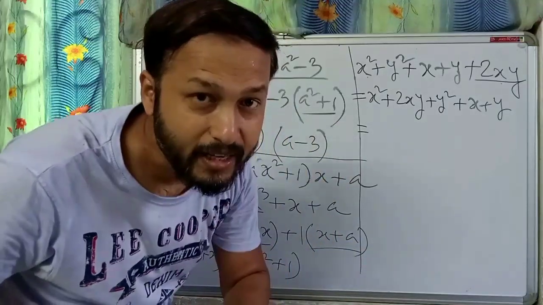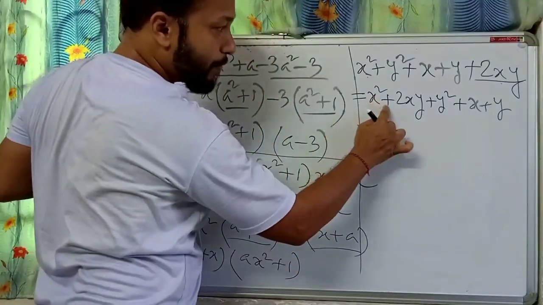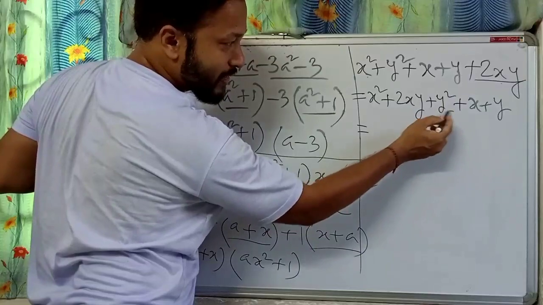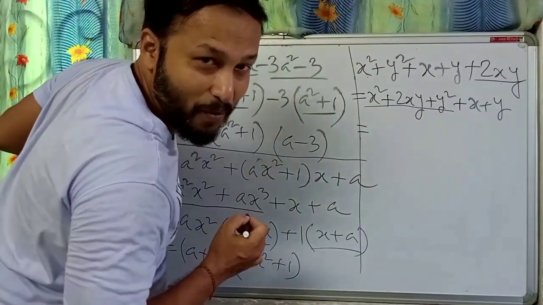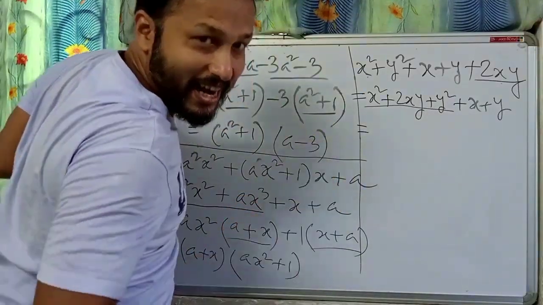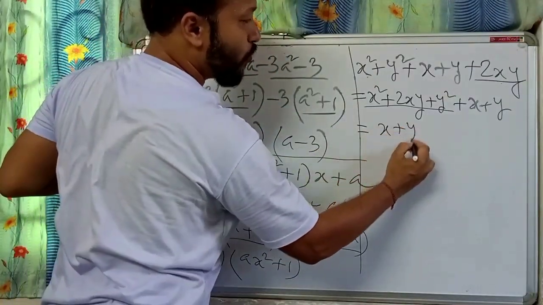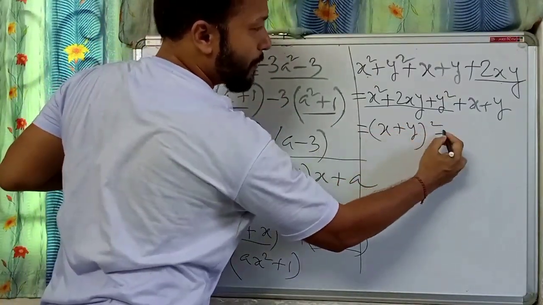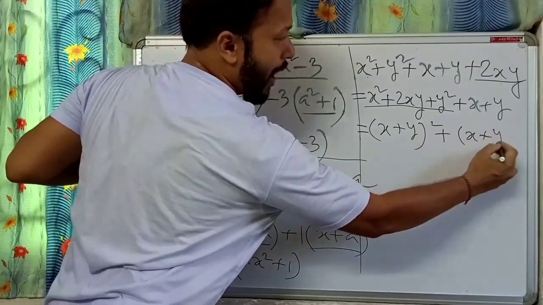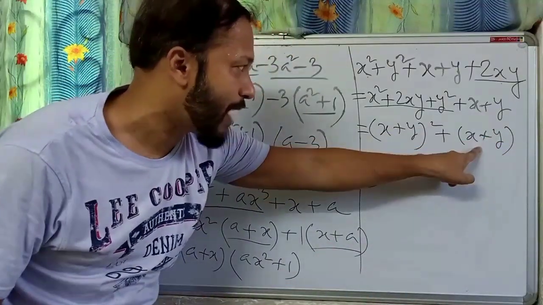Now what is the benefit of it? See, x square plus 2xy plus y square, this is a formula. Yes, this is the formula of x plus y whole square. So that is (x plus y) whole square plus x plus y. I am writing x plus y in bracket.